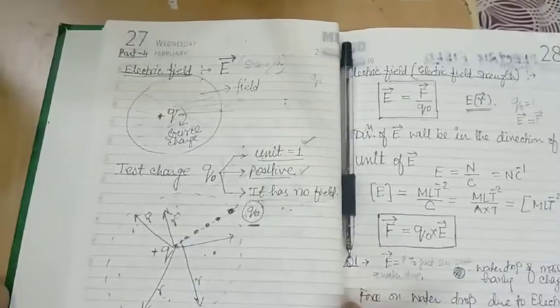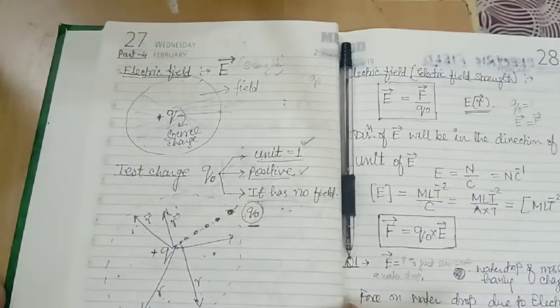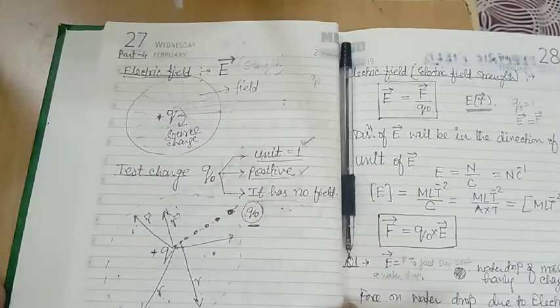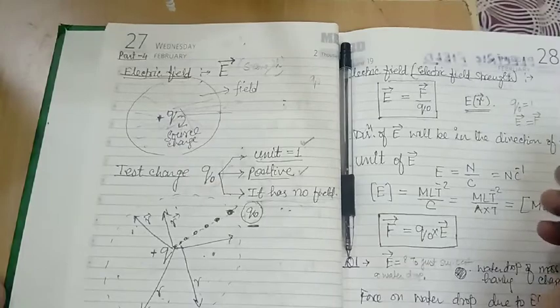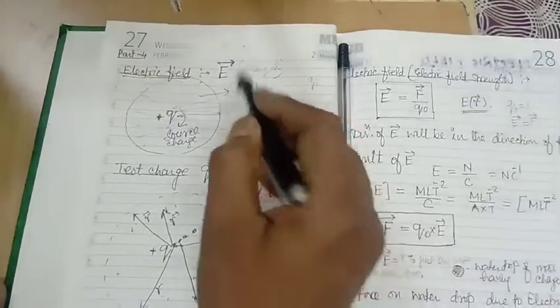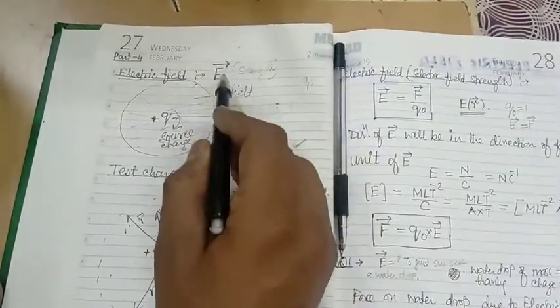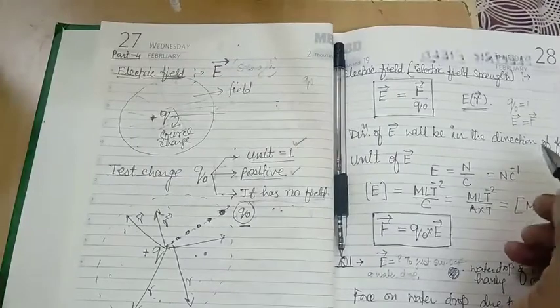So guys, today I am starting my lecture number 4, and that is called electric field or electric field strength. Electric field is represented by capital letter E, and since there is an arrow, it means it is a vector quantity.